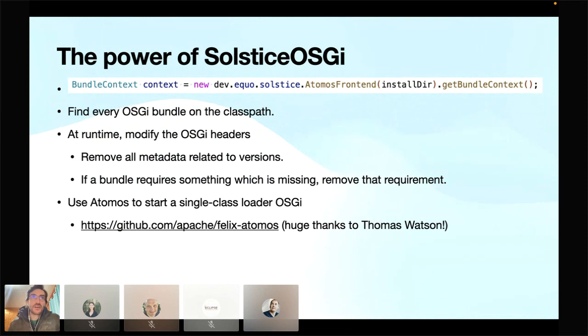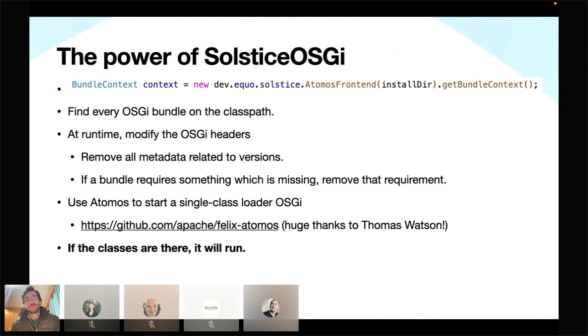And the key thing that makes this possible, I really want to thank Thomas Watson here, because he started this Atomos project, which is the hard part of this, getting OSGI to run in one class loader and making it possible to modify the OSGI headers. But to do all the tweaking to get Atomos to work is a little tricky. And so the point of Solstice is you just turn on Solstice, and it's like you turned off OSGI headers as a newbie, and you can just put your code in, and if the classes are there, then it'll run.